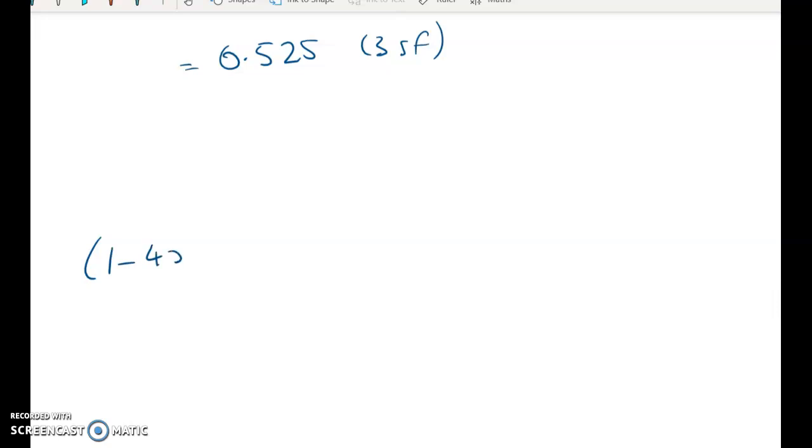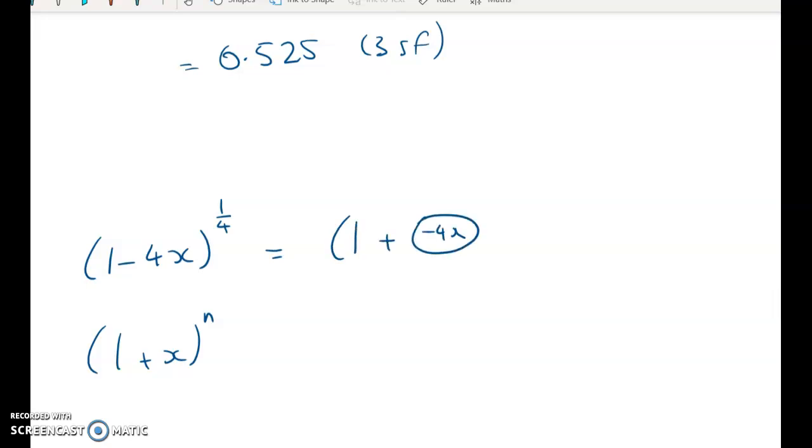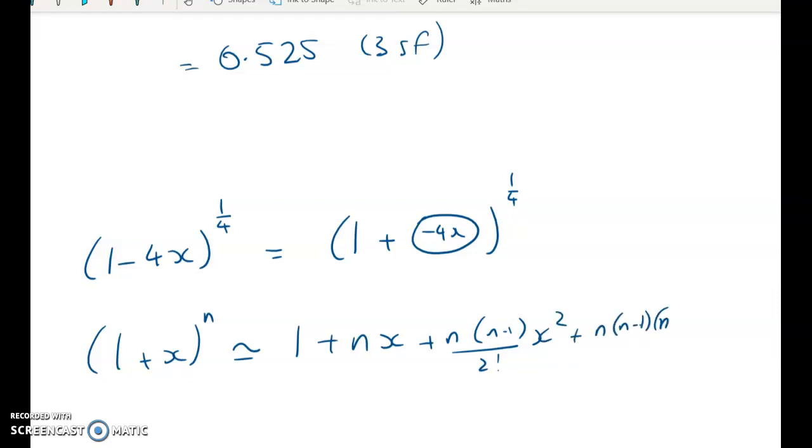So we've got 1 minus 4x to the power of 1/4. And we need to have it in the form 1 plus x to the power of n. So we're just about there. We can rewrite this as 1 plus negative 4x to the power of 1/4. Now, once we've got it in the right format, the formula that's going to help us is this: 1 plus nx plus n times n minus 1 over 2 factorial, x squared plus n times n minus 1, n minus 2 over 3 factorial times x cubed. And the x here is this x. So in our case, it'll be negative 4x.